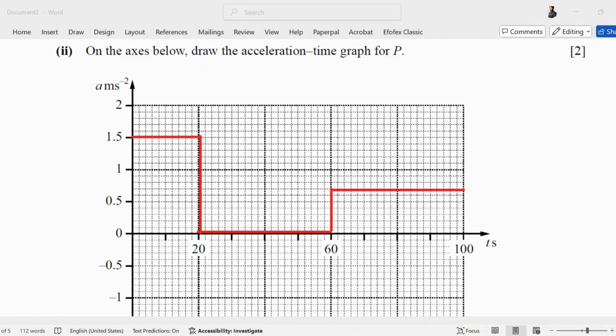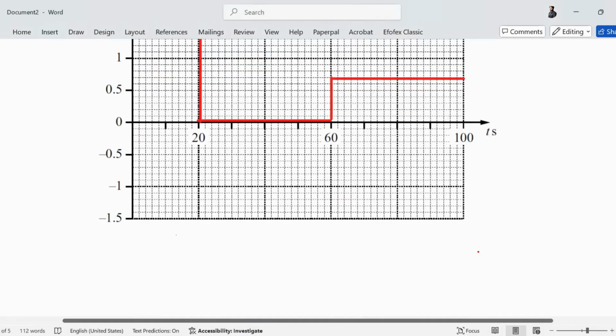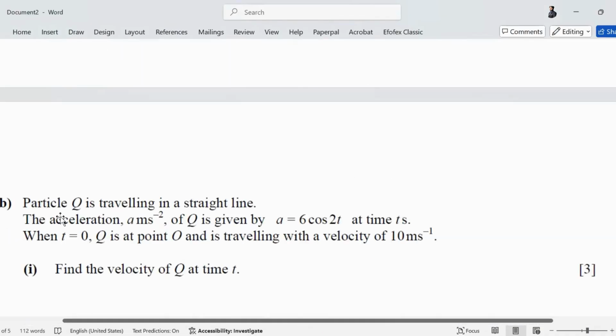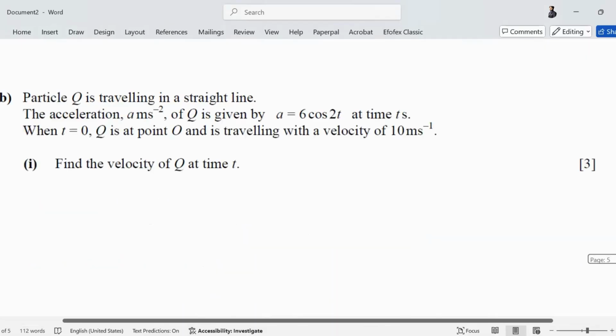Okay, let's also look at part B. Particle Q is traveling in a straight line. The acceleration, A meter per second square, of Q is given by 6 cos 2t at time t seconds. When t is 0, Q is at point O. That means the displacement of Q at time 0 is 0. And velocity is 10. Find the velocity.